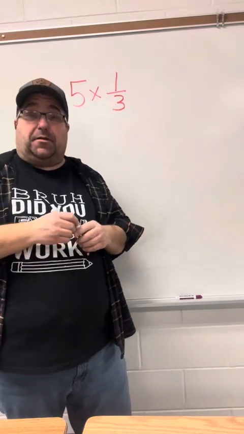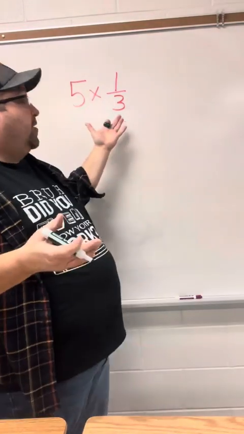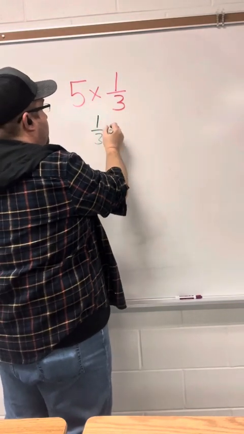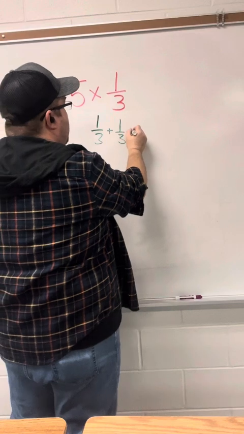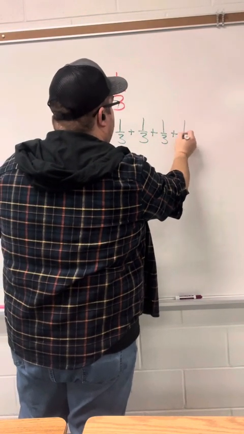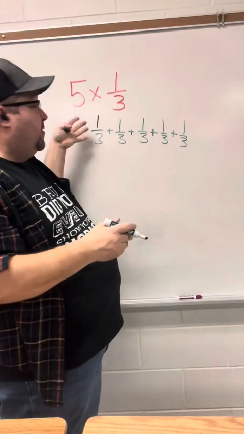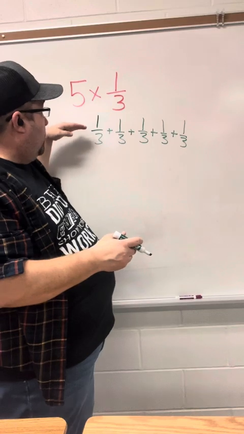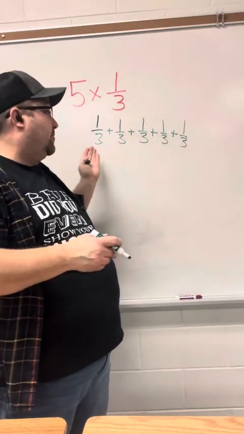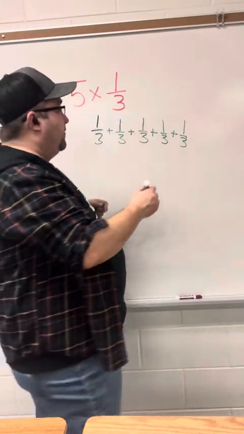Now, another way to think about this, similar to the pictures, is what if I just write the fractions? So what if I write 1/3 5 times? I could say 1/3 plus 1/3 plus 1/3 plus 1/3 plus 1/3. I could literally just write it 5 times. If we understand how to add fractions, we know we're going to add our numerators and our denominators stay the same. Since we already have a common denominator, we're going to add our numerator. So I'll have 1, 2, 3, 4, 5.